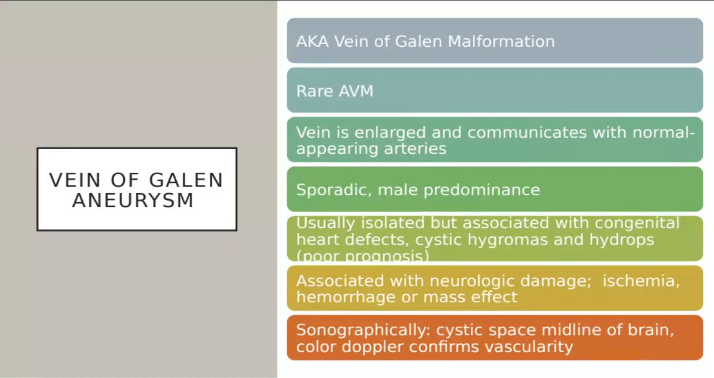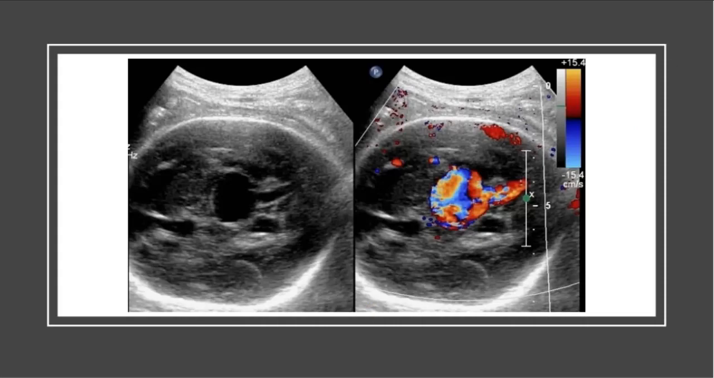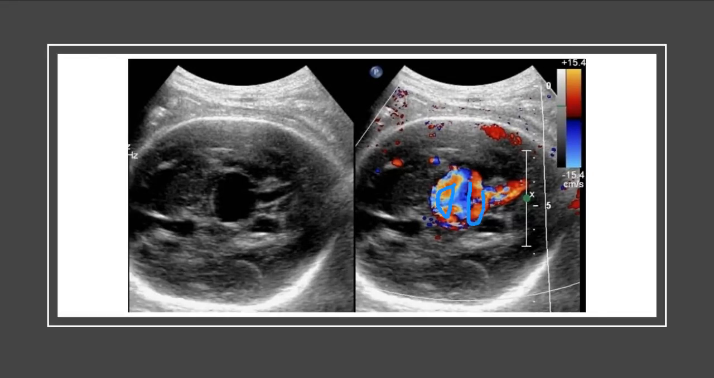On ultrasound, like we said, we're going to see a cystic area in the middle of that baby's brain. When we put color on, it's going to confirm that it's vascular. We know that that's most likely going to be some sort of vein of Galen aneurysm or malformation. Here we go, a classic cystic picture on the left-hand side. Put color on it, and we see this ebb and flow, this to-and-fro vascular appearance. We have venous supply fighting with arterial supply.